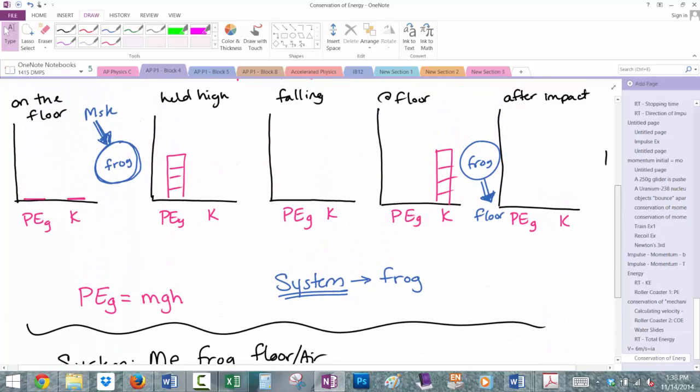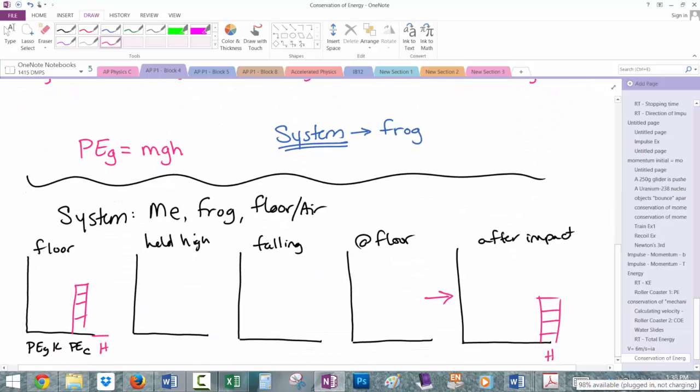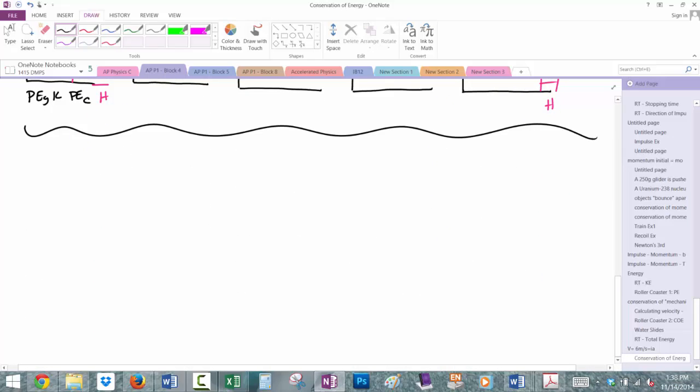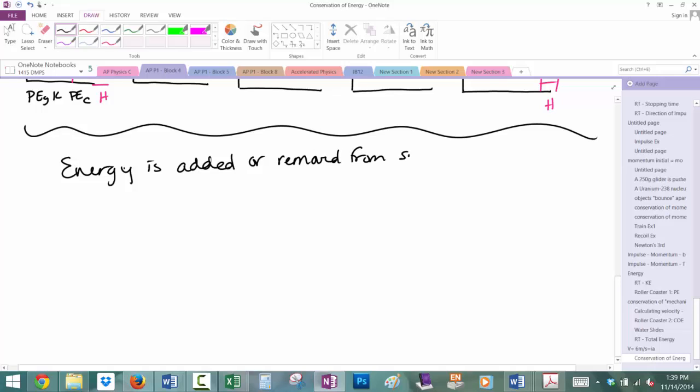Okay, so the game is, just like we said with setting h equal to 0, you can set your system to be whatever you want it to be. Sometimes it's more convenient to talk about all of these things like the floor and the person and whatever. Sometimes it's less convenient. You want the system to just be one thing. And if you want the system to just be one thing, then you have to acknowledge that sometimes energy is added or removed from the system.